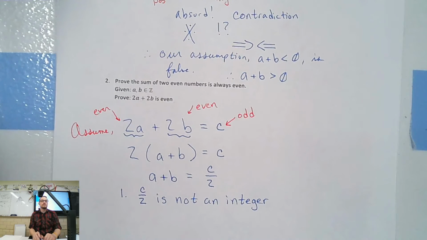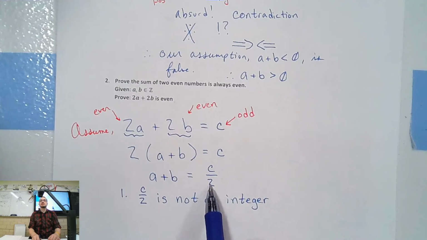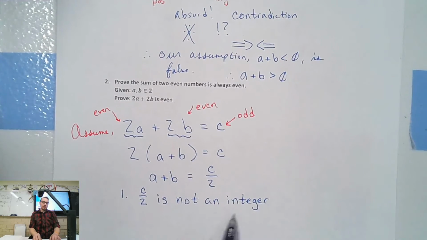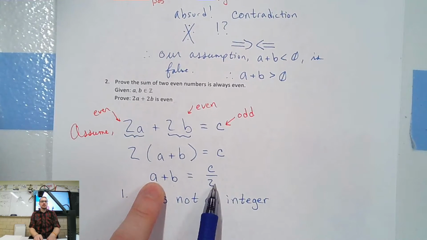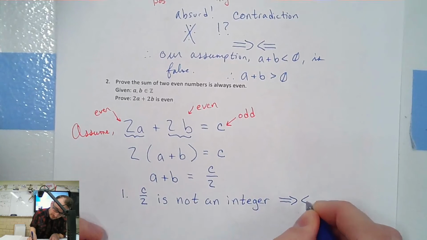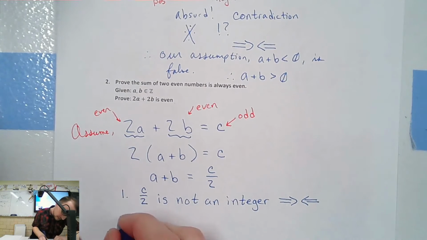Here's the problem. Aren't a and b whole numbers? Can you ever add 2 whole numbers together and get a fraction? No. So if c over 2 can't be simplified, then it's a fraction, not an integer, and we have 2 whole numbers adding up to a fraction. Can 2 whole numbers ever make a fraction? No. So this is absurd. Contradiction. Can't be. So c over 2 must simplify.